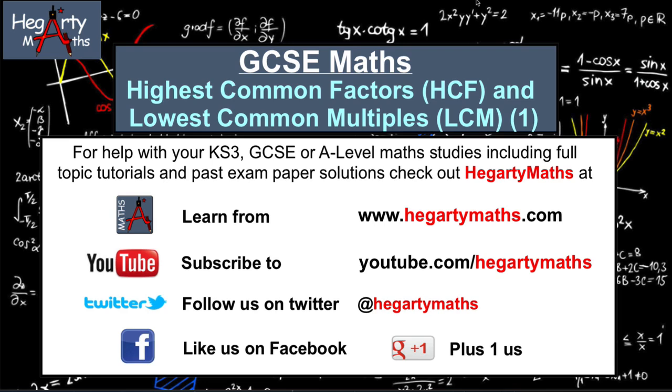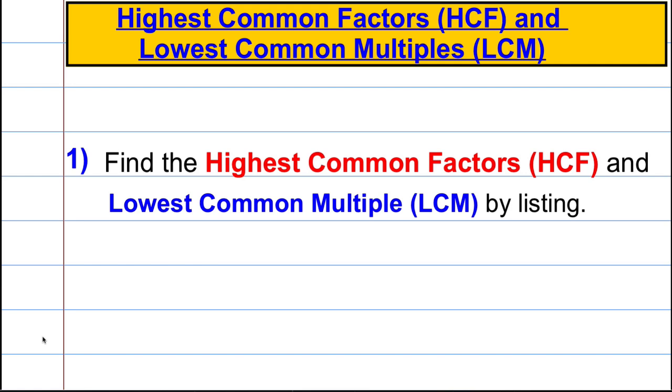It's Mr. Hegarty here, and in this video we're going to talk about highest common factors, which I abbreviate to HCFs, and lowest common multiples, LCMs. This is the first video on that topic. So what we're going to try and do today is find the highest common factor, the HCF, and the lowest common multiple, the LCM, of two numbers by listing.